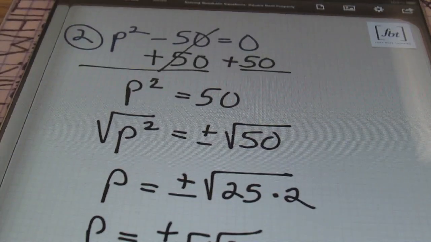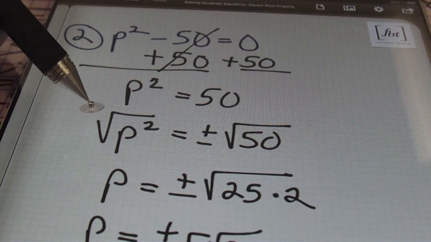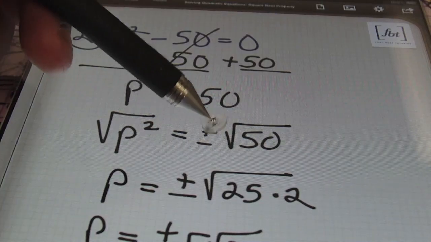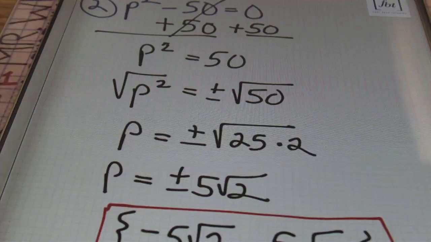Let's look at this one again. Here we started out with number 2. It's p squared minus 50 equal to 0. I added 50 to both sides in order to isolate the part that was being squared. Then you'll take the square root of both sides, and when you do that, you always put a plus or minus symbol on the right side of that equal sign. From there, I'll then simplify the radical.